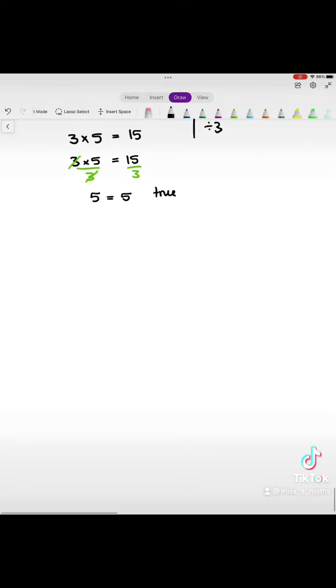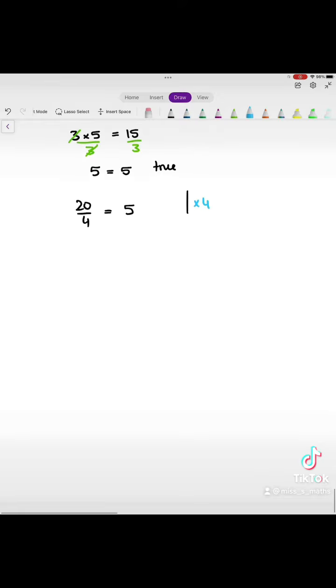If we look at 3 times 5, that's the same as 15. If we divide both sides by 3, on the left hand side, the 3's are going to cancel out and we're left with just the 5. And on the right hand side, we have 15 divided by 3, which is 5. Now, 5 equals 5 is a true statement. So, looks like we are allowed to divide both sides by the same value.